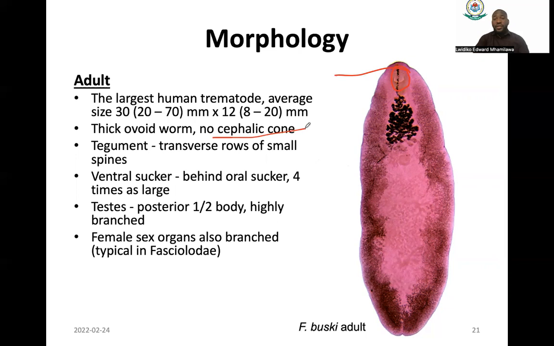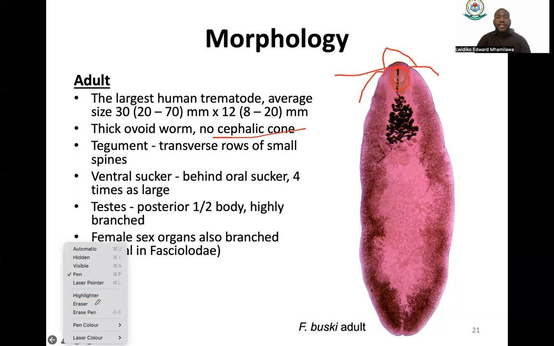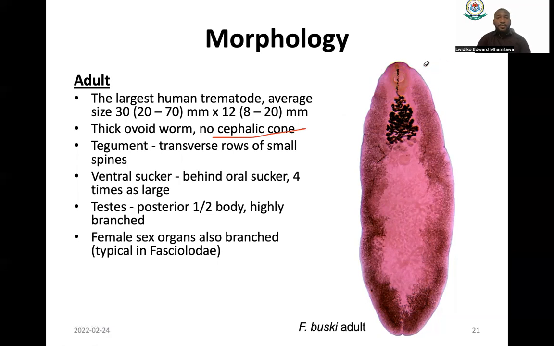I don't know if you've seen a study about Fasciola hepatica, which has shoulders like this, and then has a cephalic cone like this. Right, this one doesn't. So this is one of the differences between this parasite and Fasciola hepatica. And then this one has testes, testicular branches, that are posteriorly located. You will see this.